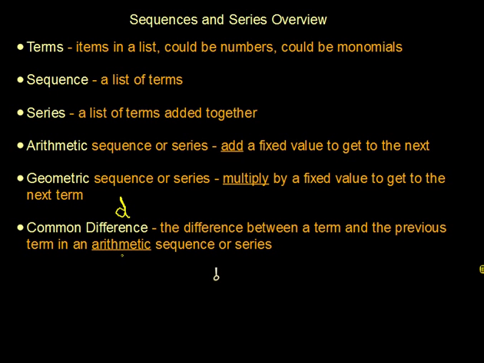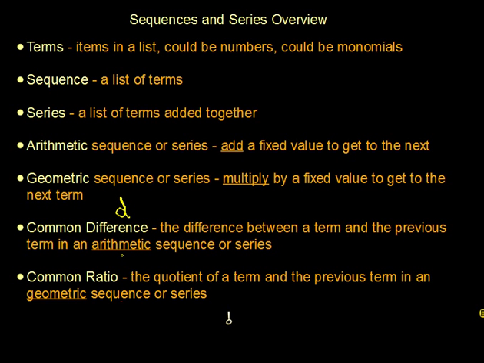Now, let's compare this with another frequently used phrase in sequences and series, the common ratio. Common ratio is associated with a geometric sequence or series. You get a common ratio by taking the quotient of a term and the previous term. And the common ratio is normally abbreviated with a lowercase r. So common difference is lowercase d, common ratio is lowercase r, and now you have all the definitions. Now let's go and see what we can do with these.